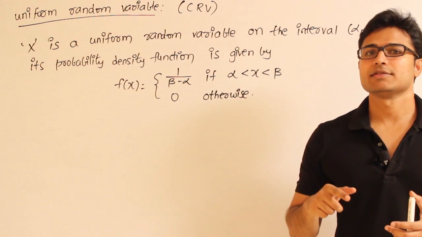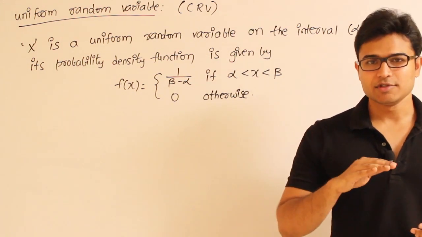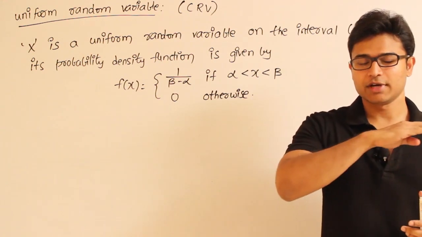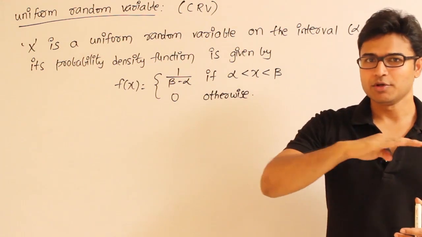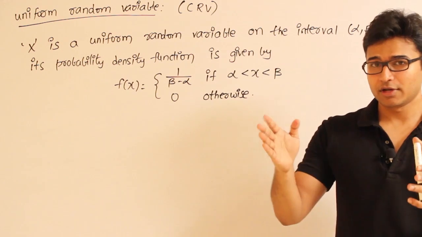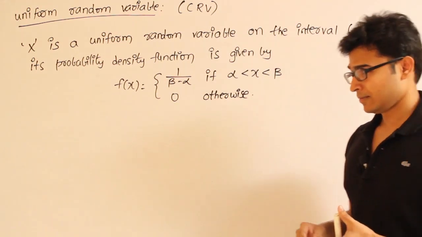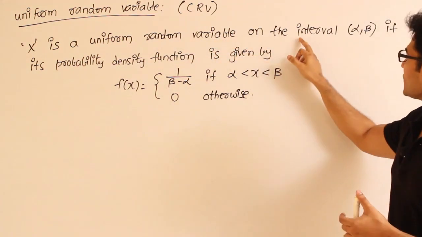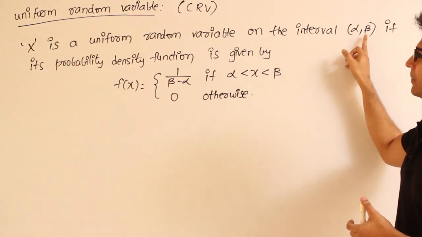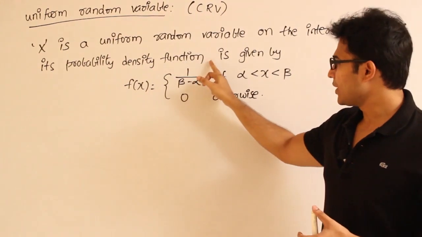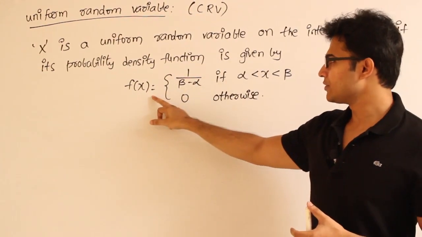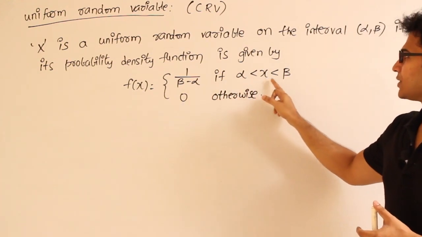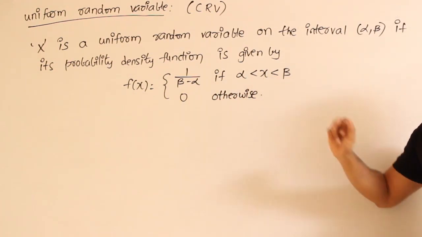And the second thing is it is uniform, which means if you see its probability density function, it is going to look like a straight line. It is going to be uniform wherever it is defined. Now see this, capital X is a uniform random variable on the interval alpha comma beta if its probability density function is given by f of x equal to 1 by beta minus alpha, if alpha is less than x less than beta.